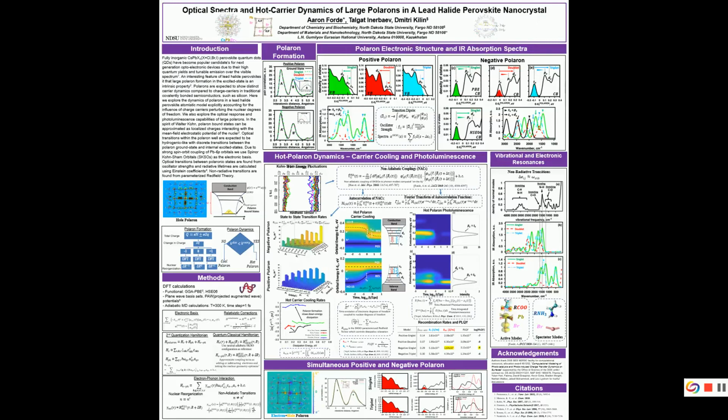So essentially the flow chart for how we conduct our work is, for each model there's an equilibrium number of charges, and then we modify that by adding or removing charges. So if we remove a charge, that creates a positive polaron, add a charge, creates a negative polaron. So we change the charges, throw it into the DFT, get the reorganization of the nuclei, and then we characterize the change in nuclear positions and that effect on the optical spectra and the non-radiative dynamics of the material.